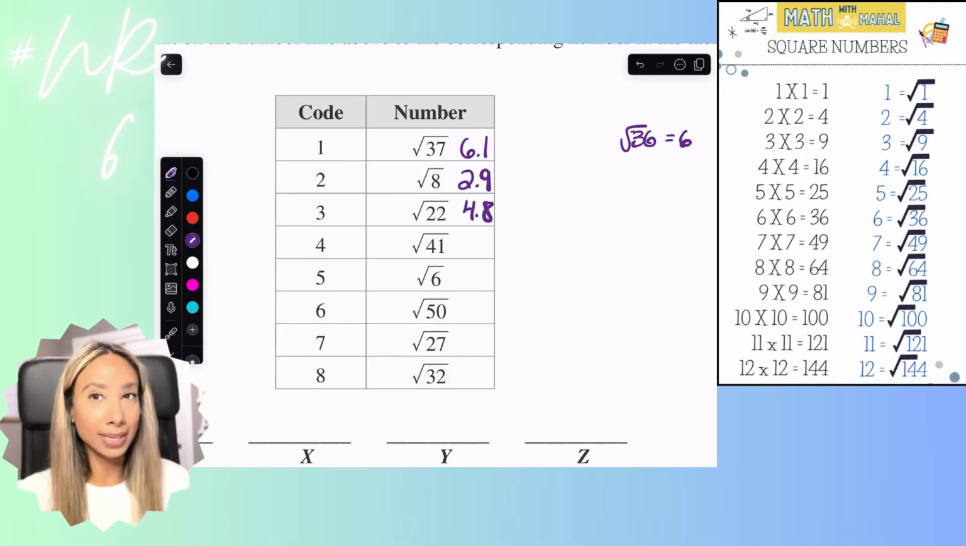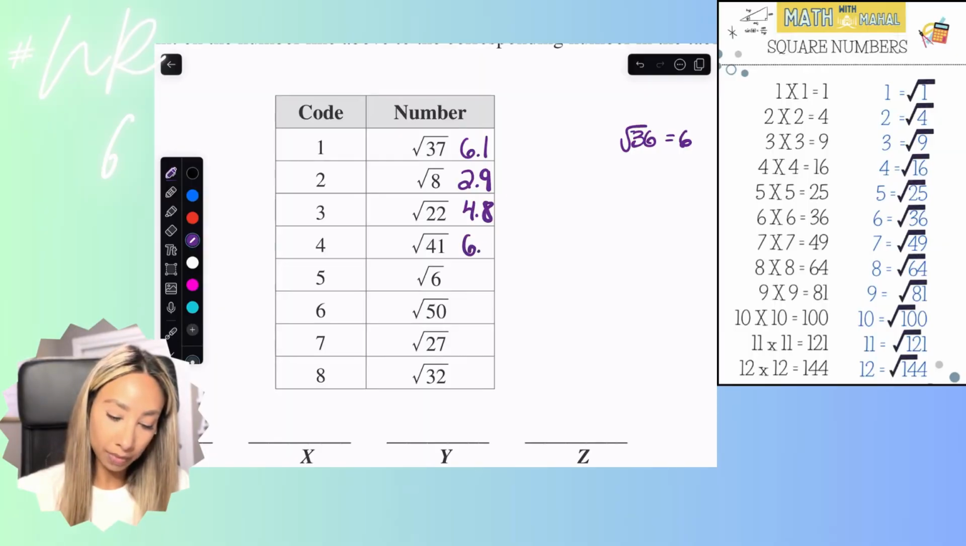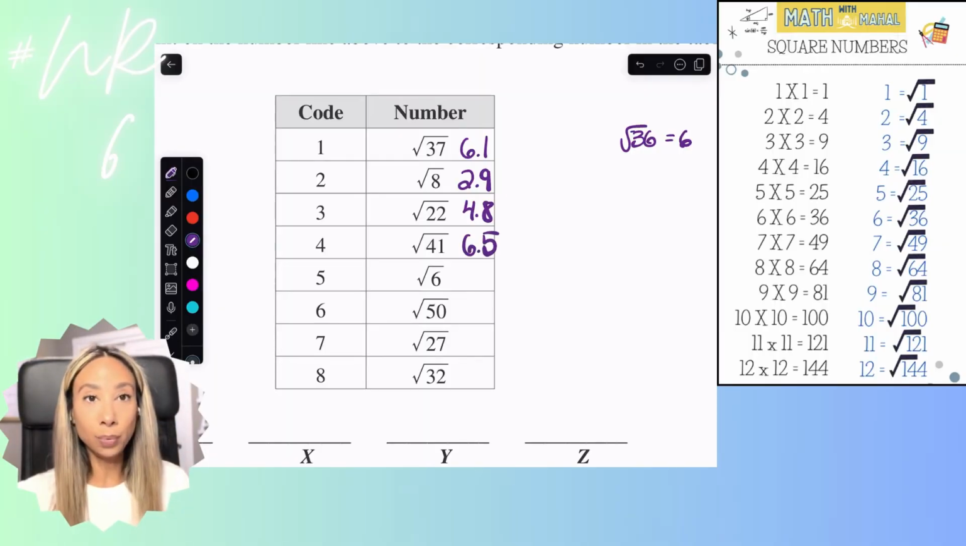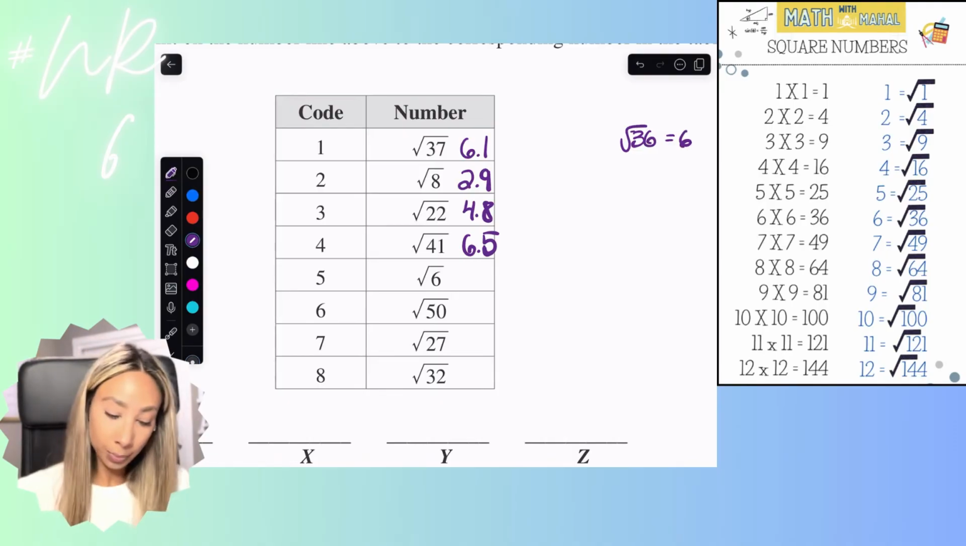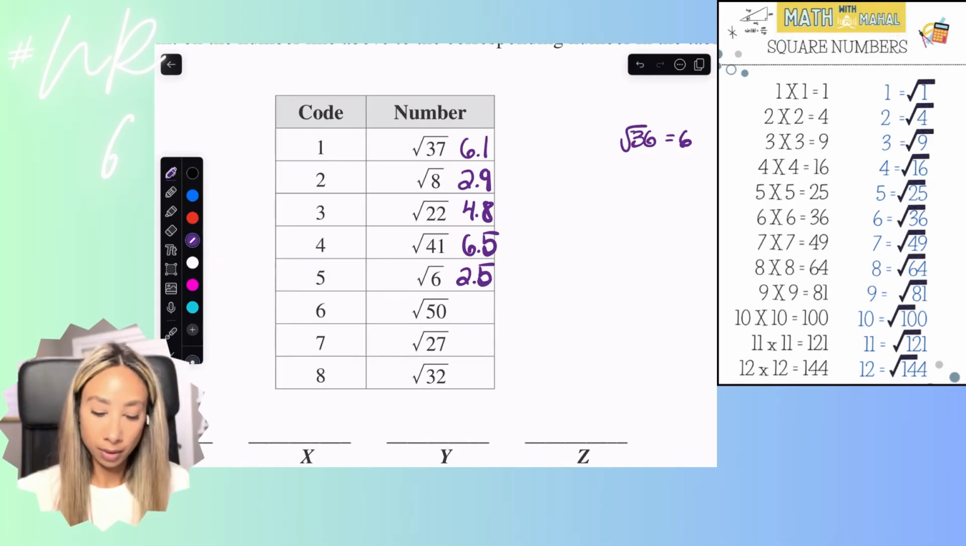I could be wrong about these guesses, but it gives us a good little kind of benchmark. Square root of 41, I would say that one would be closer to 6.5 because the closest I can get would be square root of 49, which is about 7, and then our square root of 36, which is 6. All right, square root of 6, it's probably going to be close to about 2.5 is what I was trying to say. Maybe even 3.